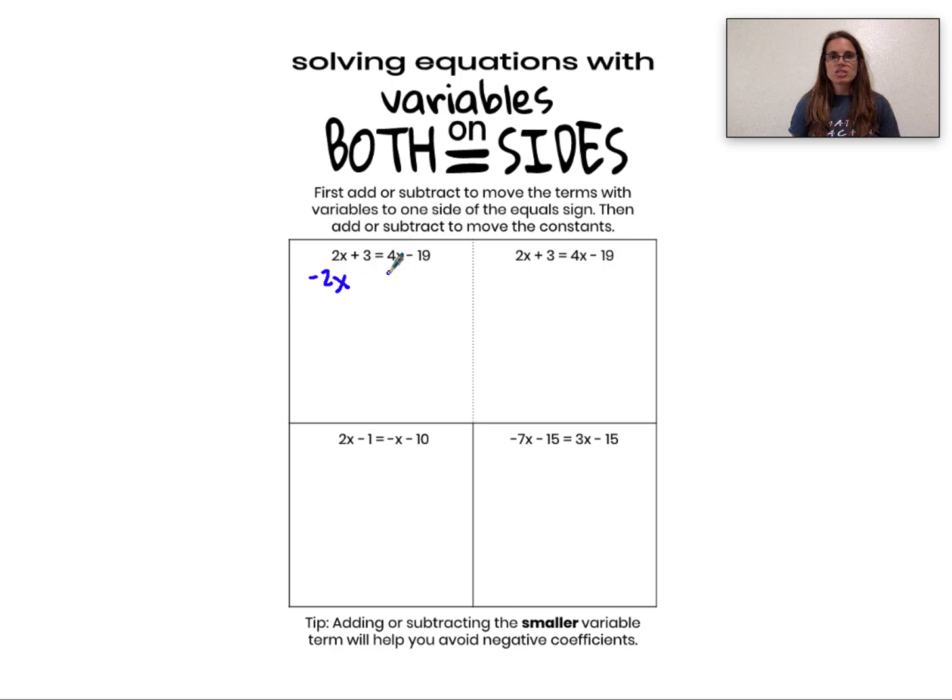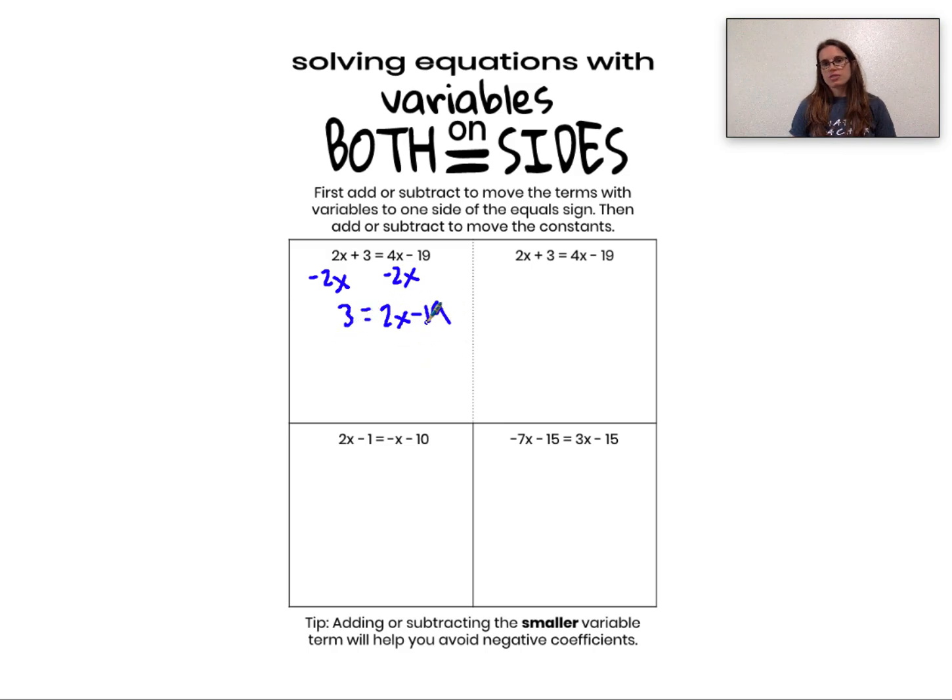So one strategy is to subtract 2x from both sides of my equation. On the left-hand side then, I have 2x plus 3 minus 2x. 2x minus 2x is 0, so I'm just left with 3. Now I only have a variable term left on the right-hand side. 4x minus 2x is 2x, and now I have my entire equation, 3 equals 2x minus 19.